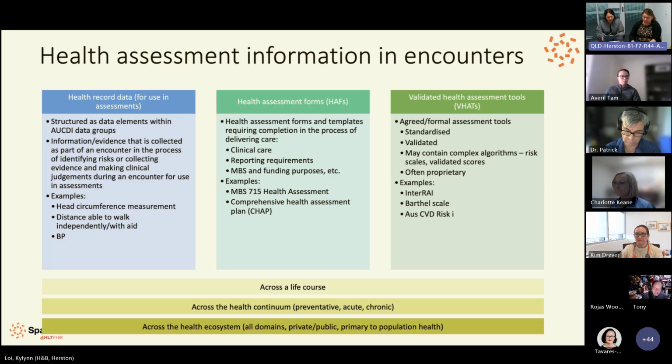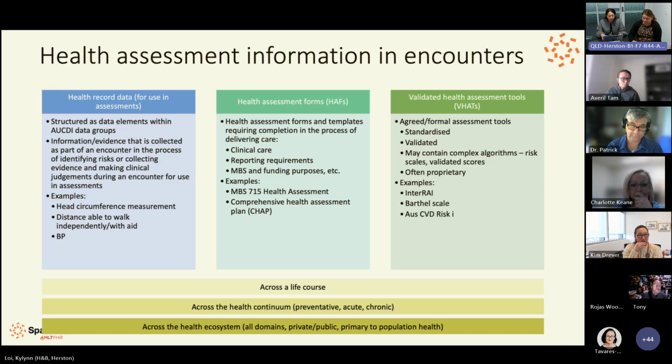So when we talked about health assessment information, it's kind of hard to think about what health assessment information actually is. So we brought up this framework around thinking about health assessment information, and it's just a starting point for us to start thinking about it within an encounter. The way we split them up was there's health record data, or structured data, which is the information or evidence that is collected as part of an encounter in your usual process of identifying risks, collecting evidence or making clinical judgments that you would then use in assessments. Some of these might be head circumference measurements, distance able to walk with aid or independently, blood pressure, things like that.